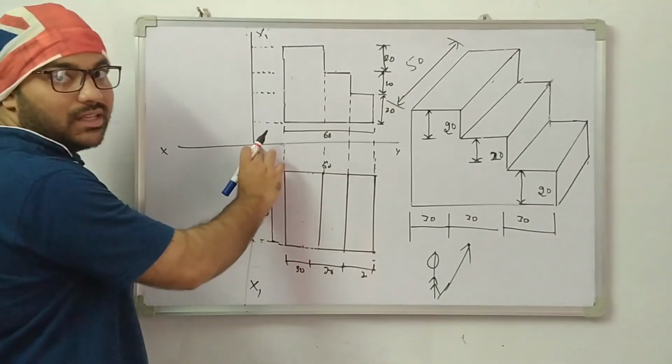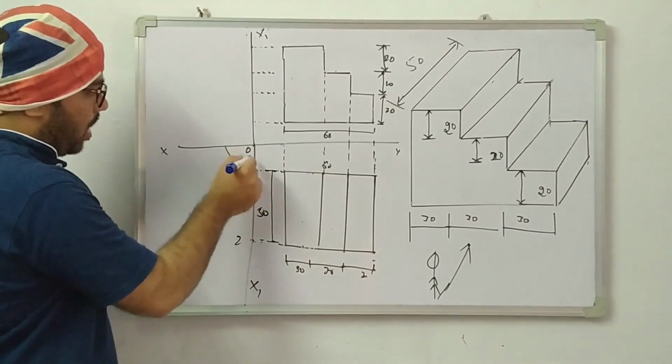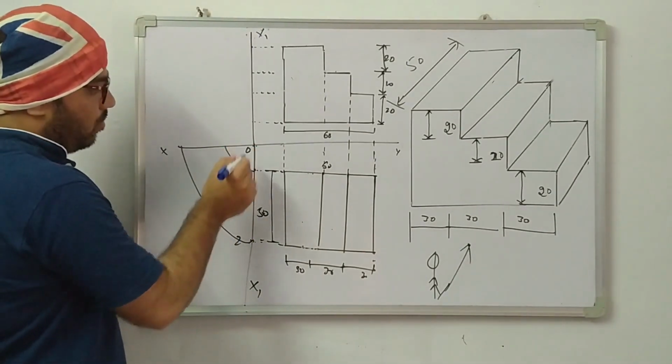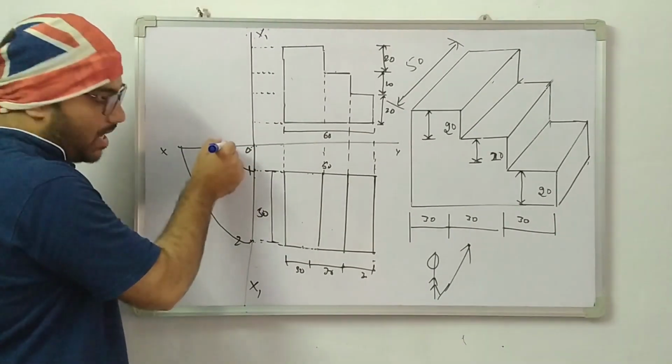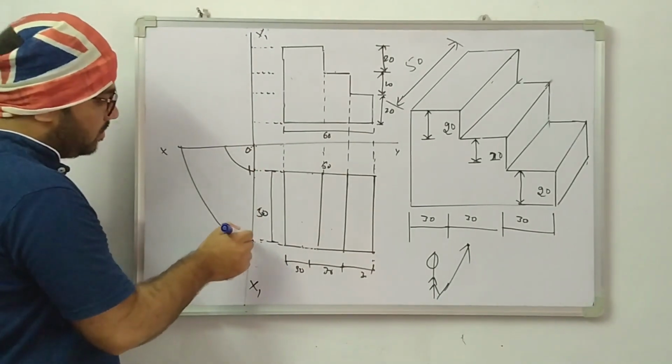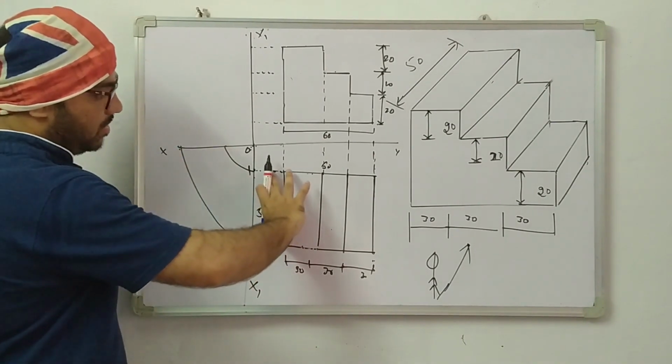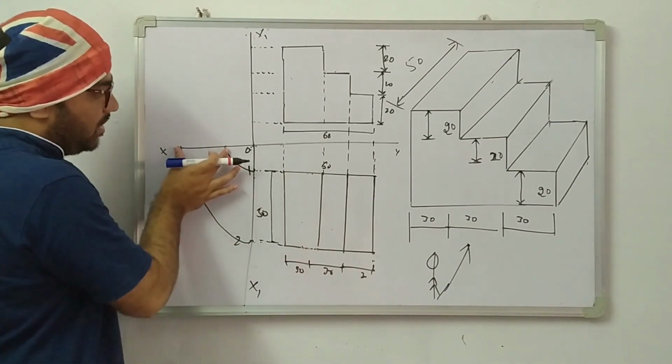Now O1 is the distance, draw an arc, and O2 is the distance, draw an arc. O1 is the distance, O as a center, cut an arc. Similarly O2 is the distance, cut an arc. Now see, we got this length. What is this length? This length is 50.